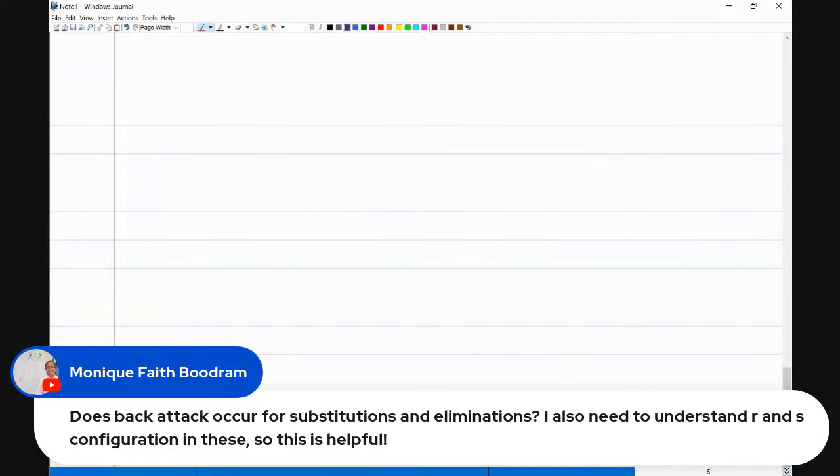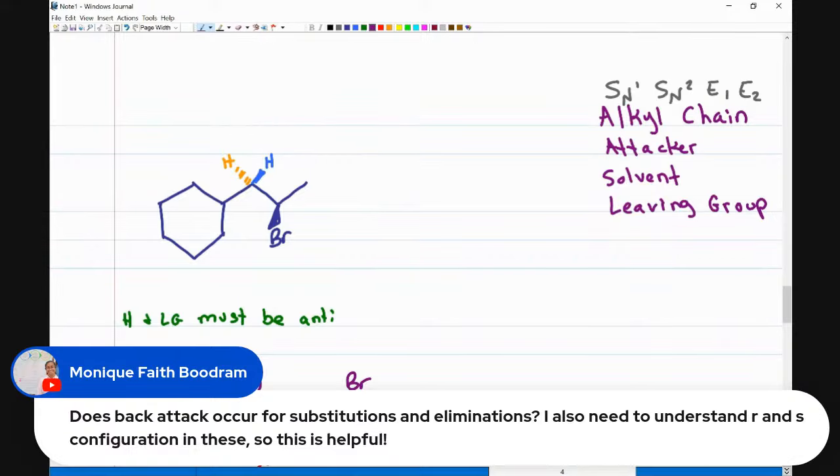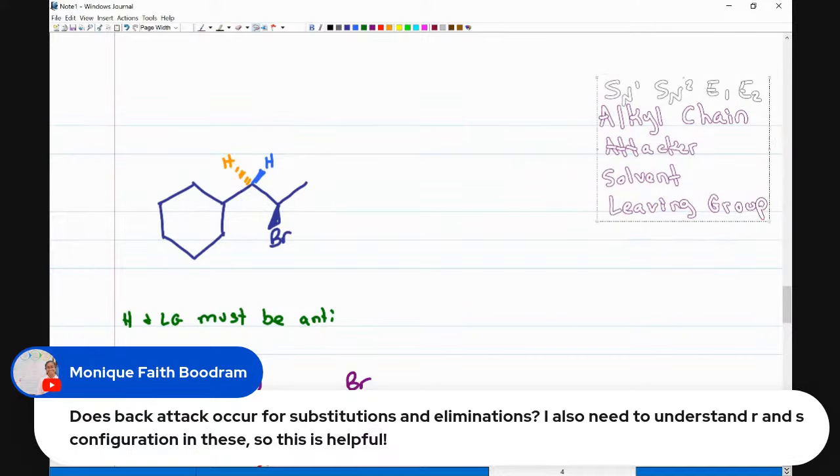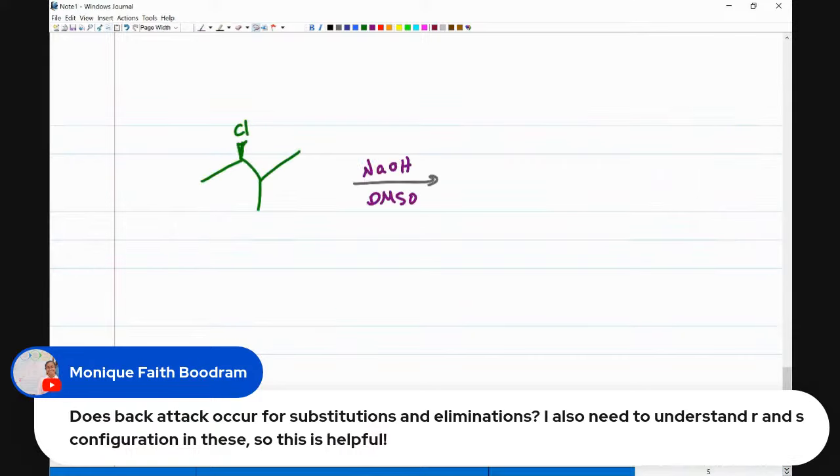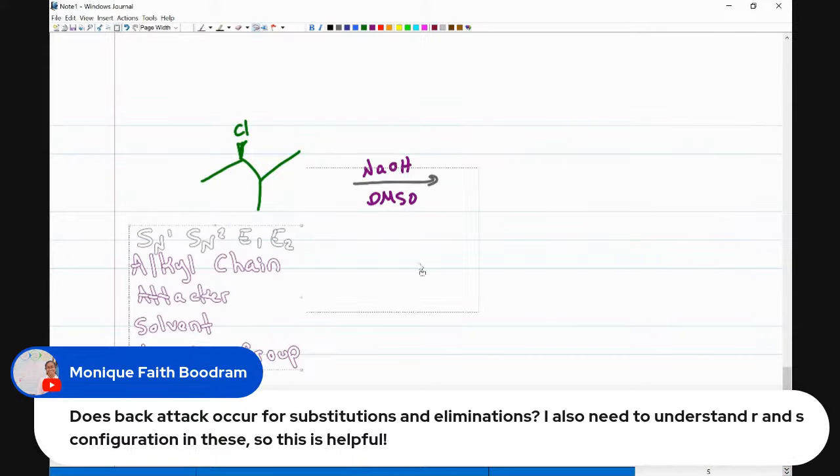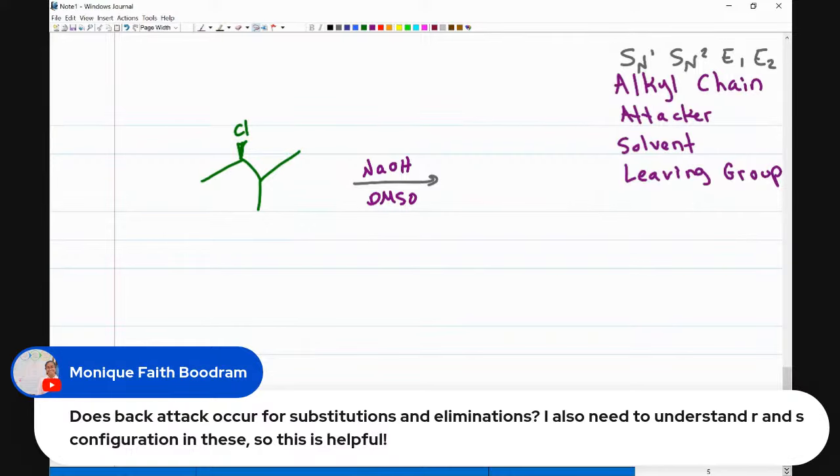Say I have a molecule that looks like this, and I'm asked to react it with NaOH, just like we had before, but this time in DMSO. Looking at this reaction, what do you think? Is it going to follow SN1, SN2, E1, or E2? Also, let me know in the comments if you think this question is easy, medium, or hard.